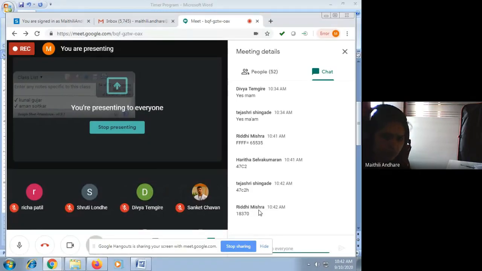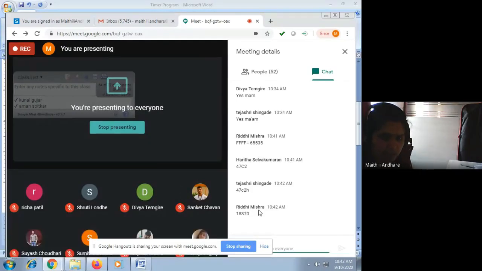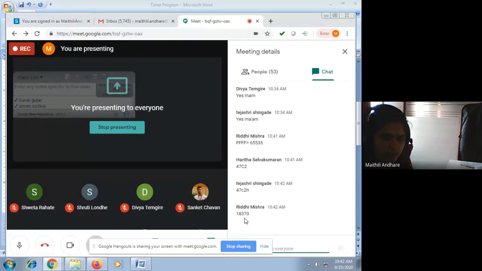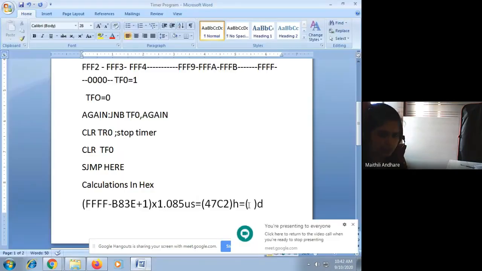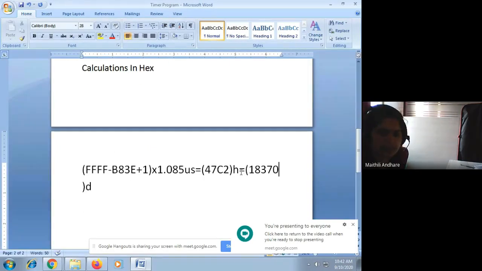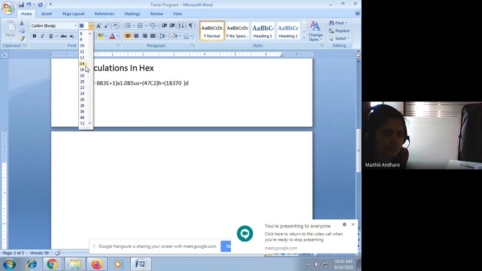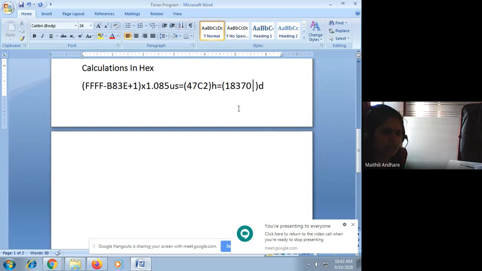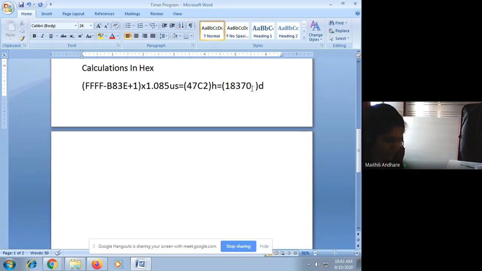Riddhi Mishra, how are you getting 18? Okay, 18370, correct. So what is this value? This value is the decimal equivalent of the hexadecimal number. So I have done this part: 47C2 I am getting, and I have converted that into its corresponding decimal.